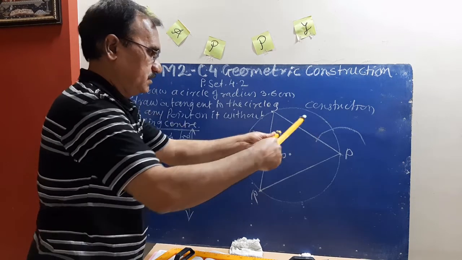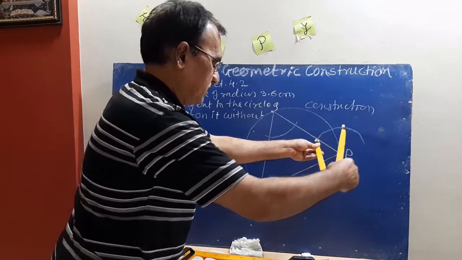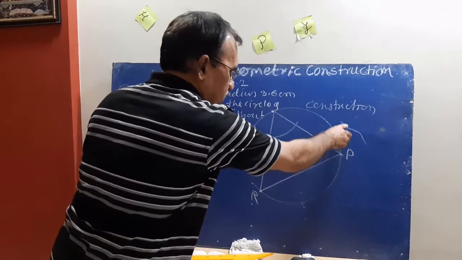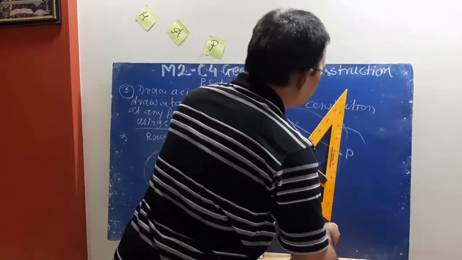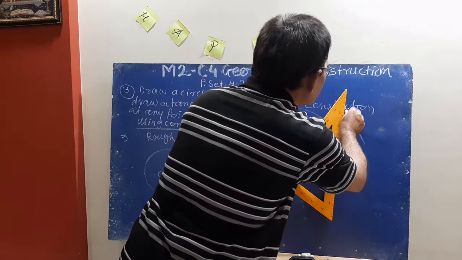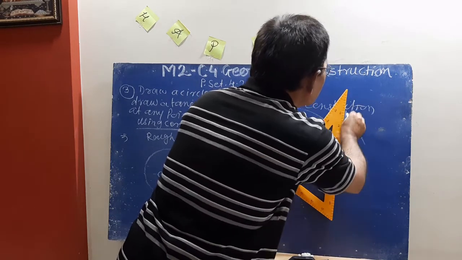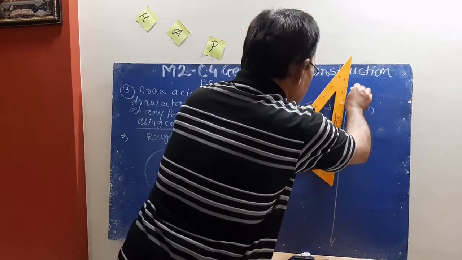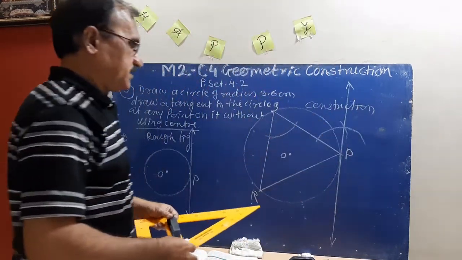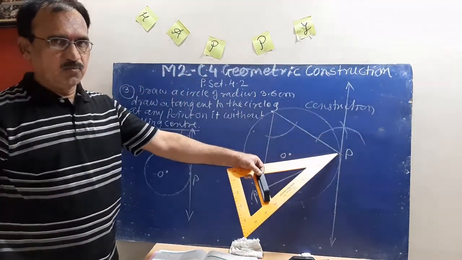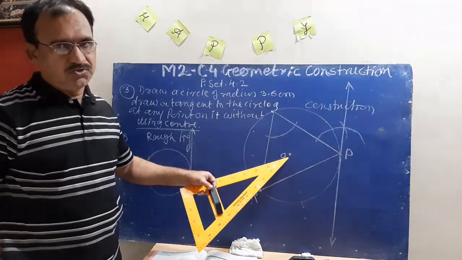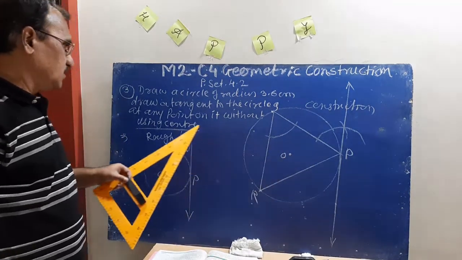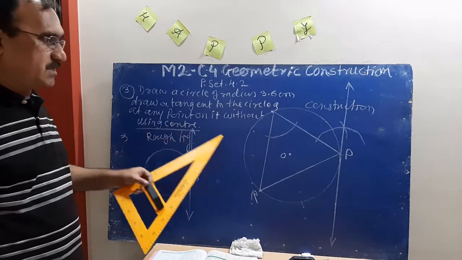Distance between these 2 points. Put the pointer here and draw an arc which intersects the first arc. And if we join these 2 points, this is the tangent. This is the tangent which is passing through point P without using center. The center was not used here, and that's why it is called without using center.